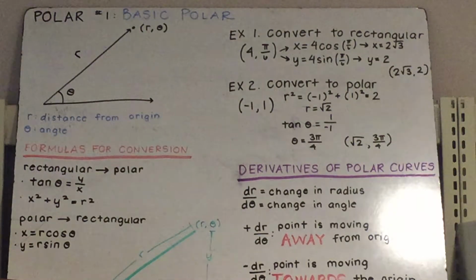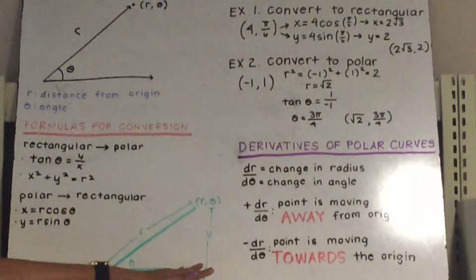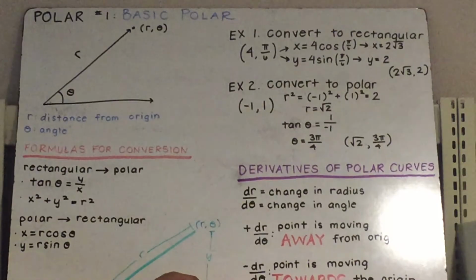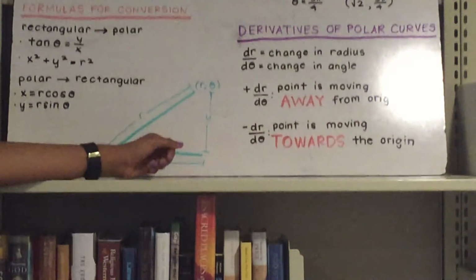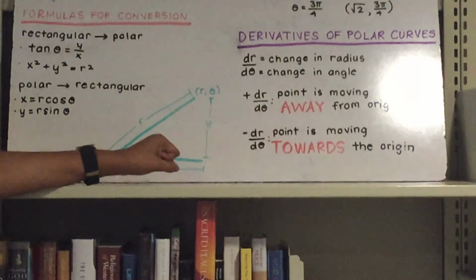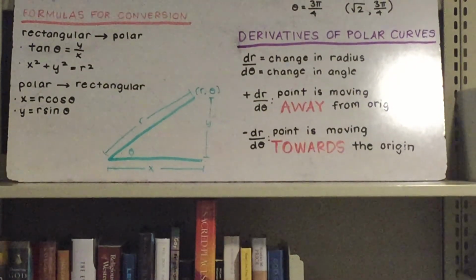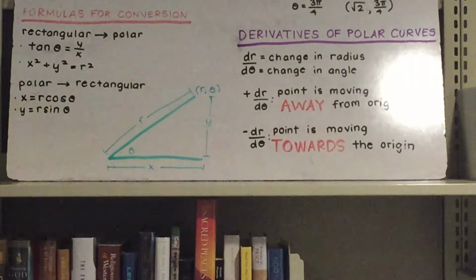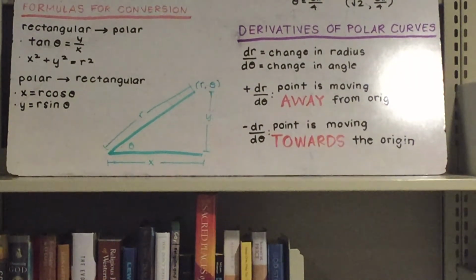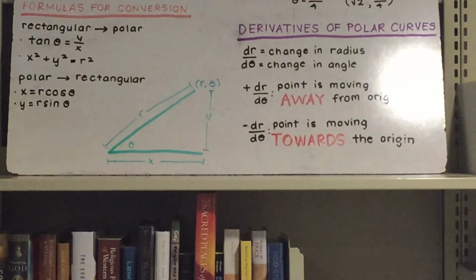The last thing we're going to talk about is derivatives of polar curves. We'll get to polar curves in a later video, but all you need to know is that if you can find r and theta, just like you find dy dx, you can find dr d theta. So dr is the change in radius, and d theta is your change in angle. When dr d theta is positive, that means your point is moving away from the origin, or your change is positive, so all of your values are increasing. If your dr d theta is negative, then your point is moving towards the origin, so all of your values are decreasing.